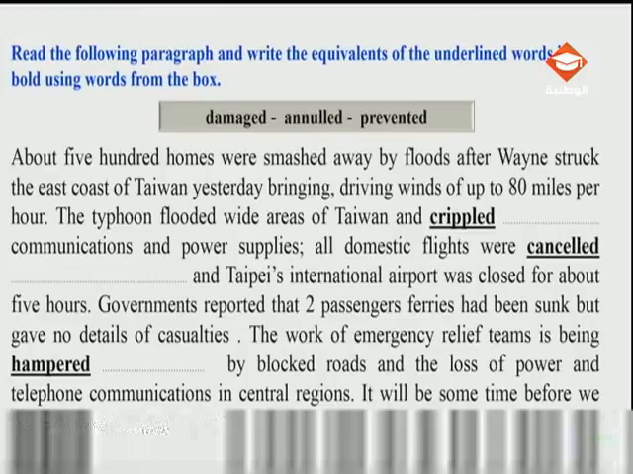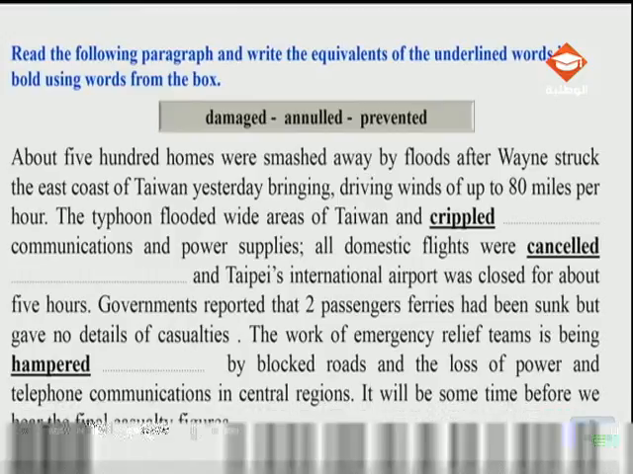So, about 500 homes were smashed away by floods after rain struck the east coast of Taiwan yesterday, bringing driving winds of up to 80 miles per hour. The typhoon flooded wide areas of Taiwan and crippled communications and power supplies. All domestic flights were cancelled, and Taipei's international airport was closed for about 5 hours.